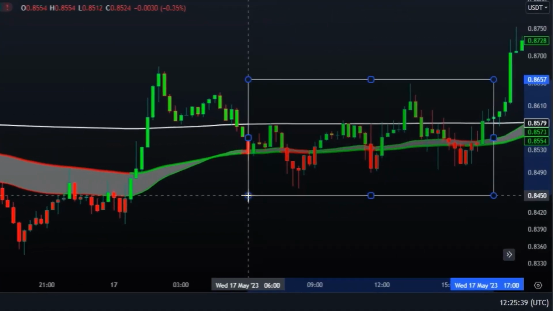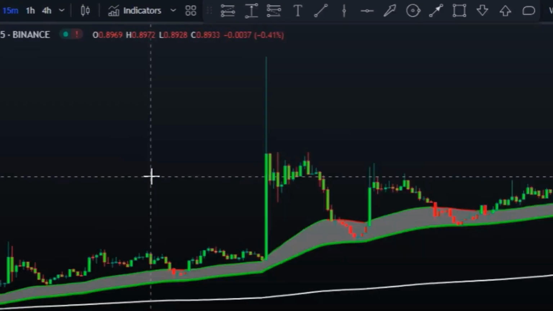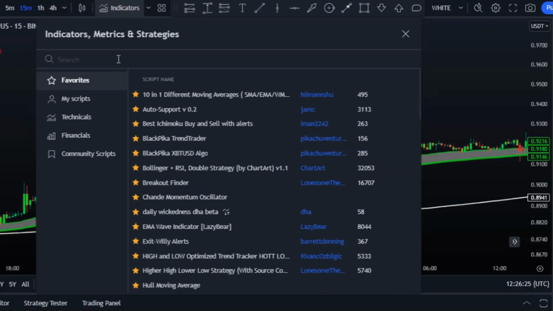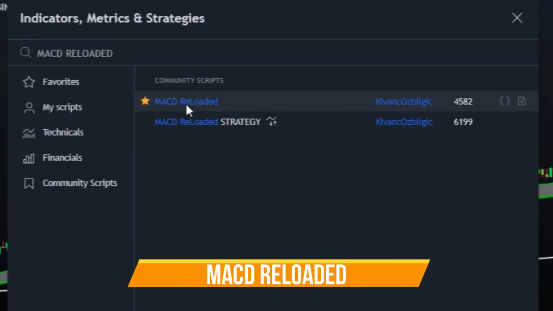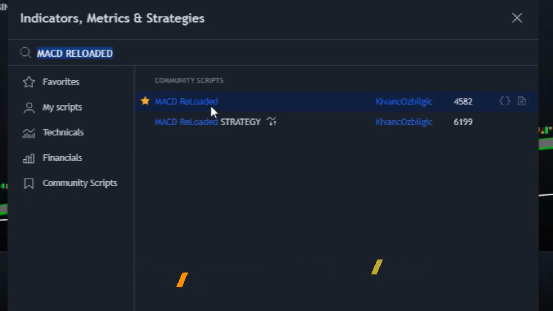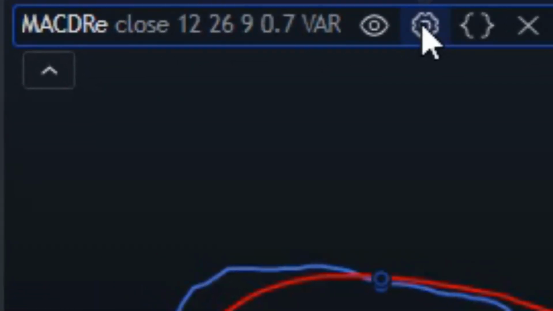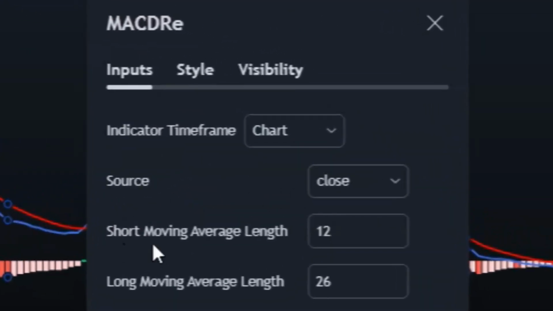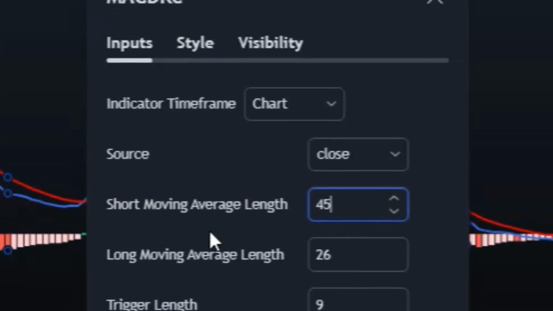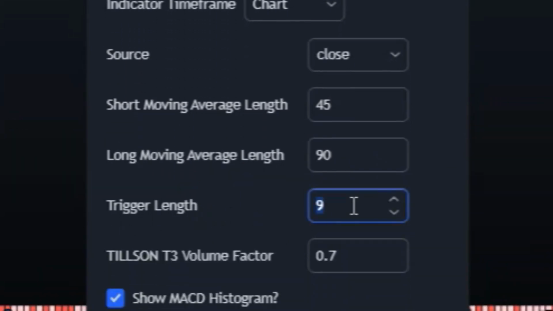But there's still one thing left, and that's removing signals during market consolidation, which we can use the MACD Reloaded indicator for. After the indicator appears on the chart, head over to its settings and from the inputs tab, set the short moving average length to 45, long moving average length to 90, and trigger length to 21.